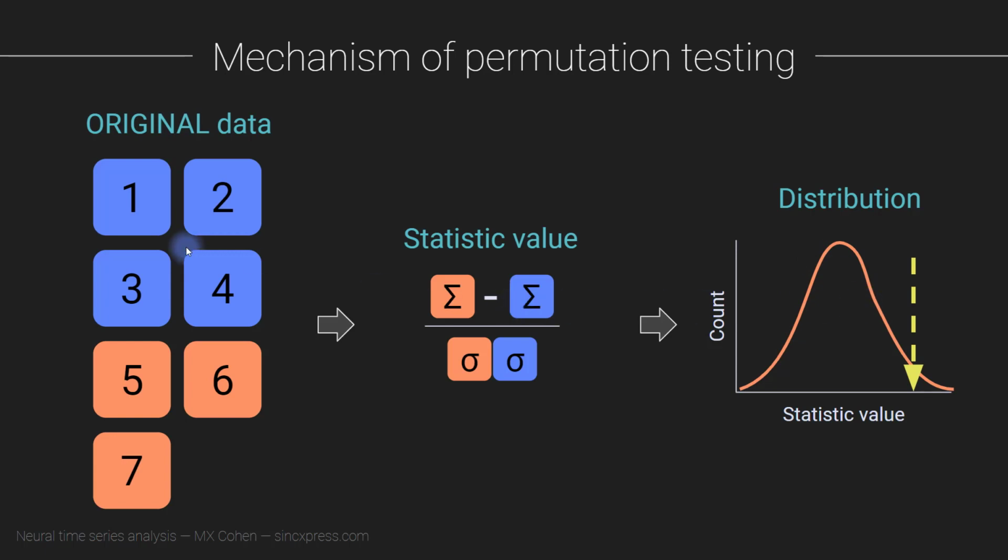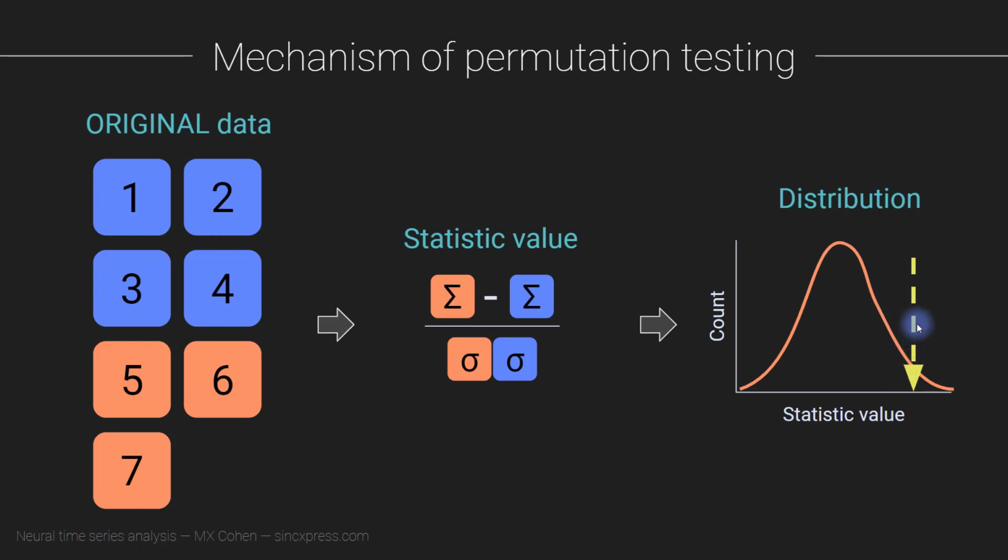And then what you do is you go back to the original data. This is the original data with the true labels assigned to their original value. So this is without any shuffling. And then this is what's called the observed test statistic. This is the actual true test statistic that you really measured in the data without doing any shuffling. And then you see where this test statistic lies in your null hypothesis distribution.